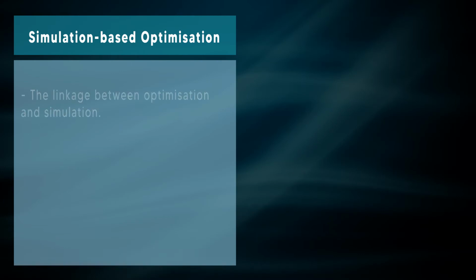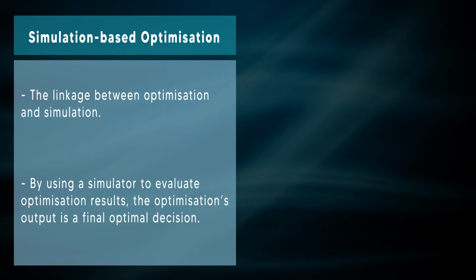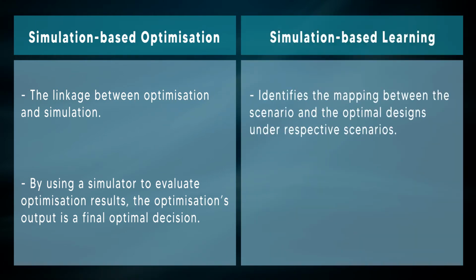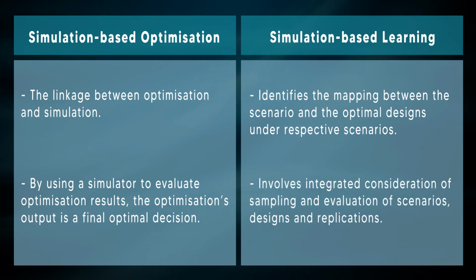Simulation-based optimization is the linkage between optimization and simulation. By using a simulator to evaluate optimization results, the optimization's output is a final optimal decision. Simulation-based learning identifies the mapping between the scenario and the optimal designs under respective scenarios. It involves integrated consideration of sampling and evaluation of scenarios, designs, and replications.